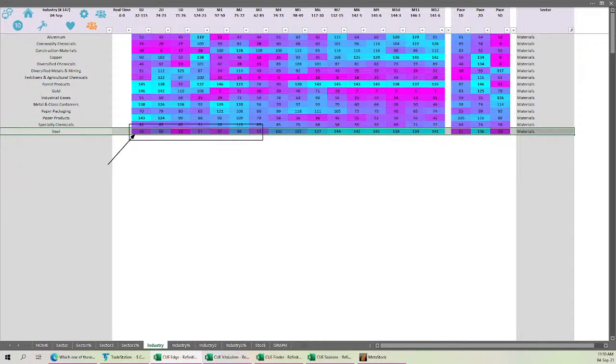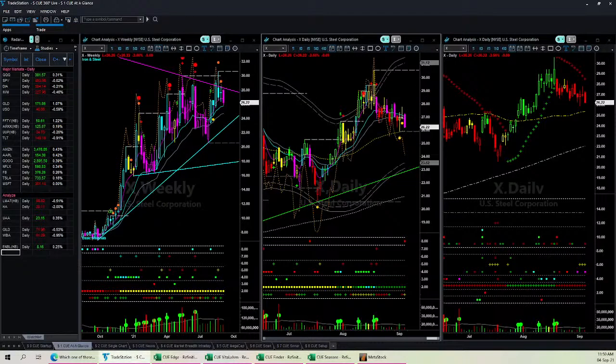It is weak. Friday closed weekly. Weak industry. It was much stronger earlier, showing some deceleration as well. So the industry remained weak on Friday. That allowed us to short US Steel on Friday.